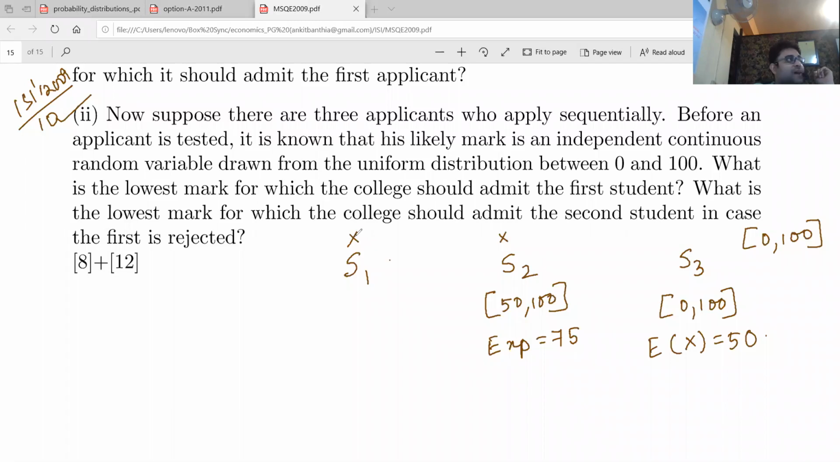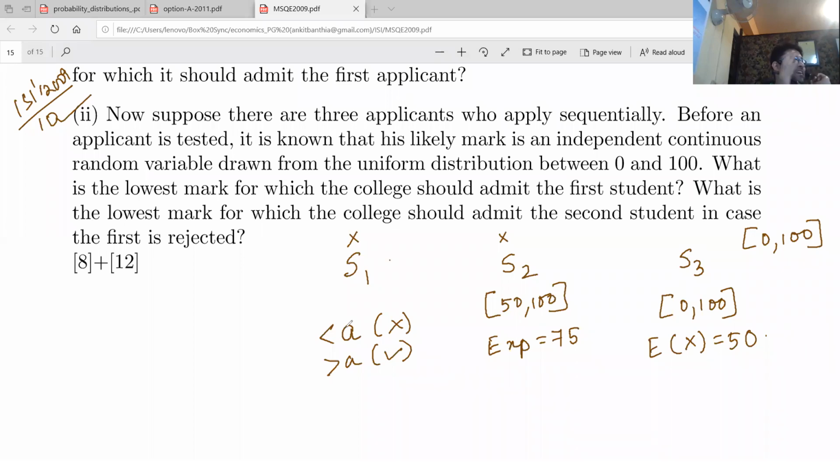Now suppose I have to decide whether to reject the first student or not. I call a threshold A, below which I will be rejecting the student. Above A, I will be accepting the student. Now, what should A be? A should be the expected score. If I reject the first student, I will expect to get A. A should be that. It's not 75.